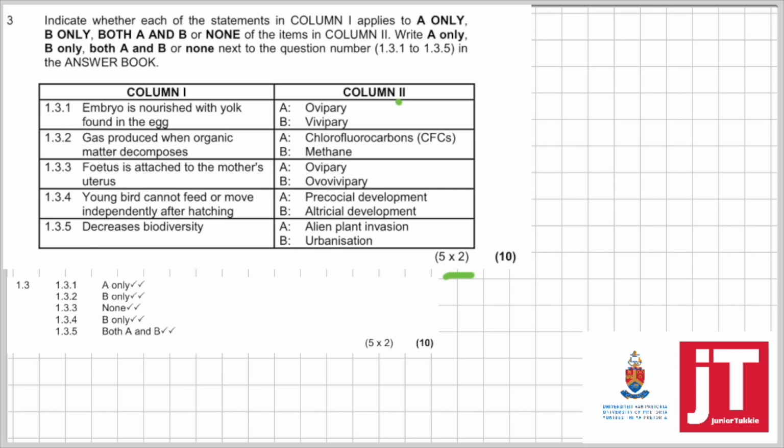1.3.2. It's human impact, grade 12. So if you don't mind, I will skip it. It's not in your syllabus anymore.